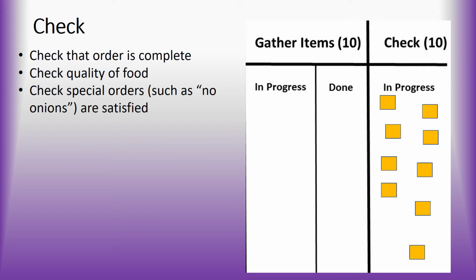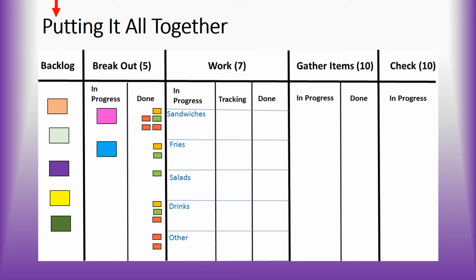Now let's watch how the system handles a number of orders at once. We start with the number of orders waiting in the backlog section, 2 orders in the process of being broken out, and 3 orders, gold, green, and red, that have already been broken into their components. This gives us 5 orders in the breakout section, so we can't add any more until we've moved some to the work section. The first 7 items, 5 sandwiches and 2 fries, are started in the work section. Since work can only take 7 items, we'll have to wait until we've moved some to the gather items section before adding any more.